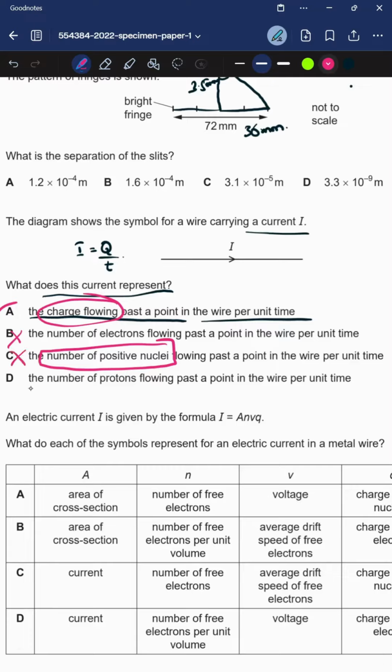And lastly, option D, which is the number of protons flowing past a point in the wire per unit time. Again, the charge should be negative and it couldn't be protons because a proton has a positive charge. So yeah, we should go with option A.